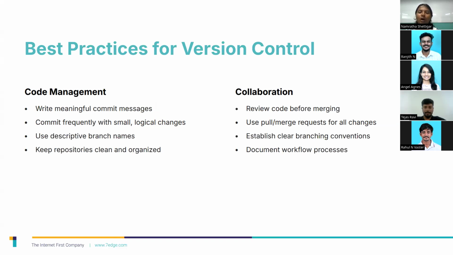We can also add policies, like maintaining a standard policy that this pull request should be reviewed by this many people and should pass this many checklists, and only then should it move to production. Without that it should not move. So we can have a secure and stable product using the pull request.